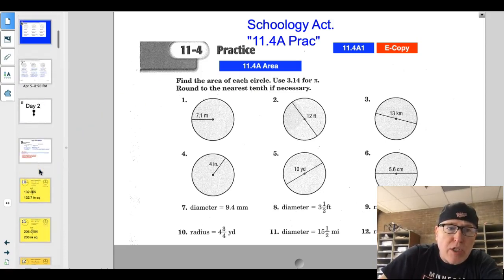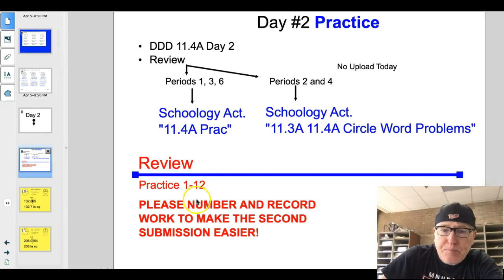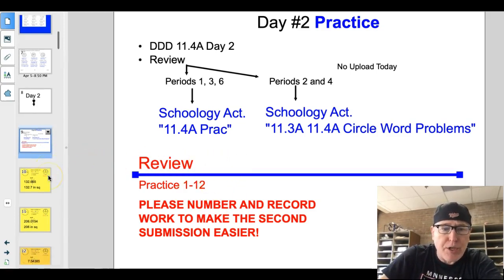I'm just going to jump back to the front page for a minute here and just remind you that both groups, the 1-3-6 and the 2-4, you're all doing 1 through 12 problems. Please number and record your work. This will make your 2nd, 3rd, 4th, 5th submission easier, because you'll just have to go back and change the ones that you did wrong. So just label 1 through 12 and write down what you put in your calculator so you know what you got and you know what you did wrong.